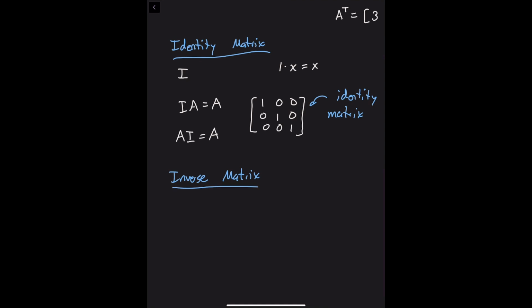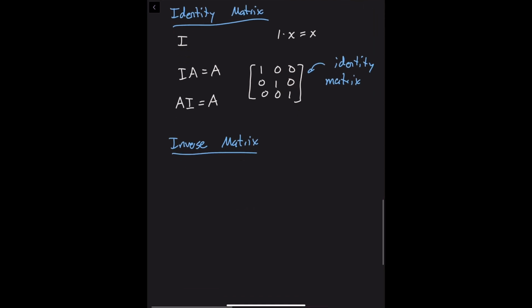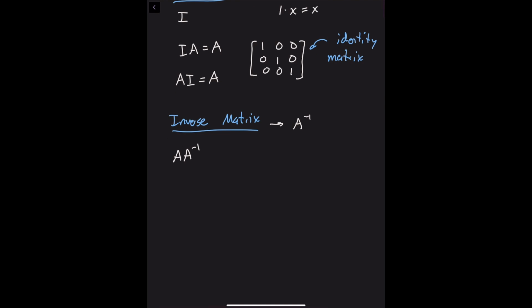And these satisfy the property that if we have A times A to the negative 1, so this is called, if you have a negative 1 in the superscript there, that's an inverse matrix. And if we have A times A to the negative 1, this will be the identity matrix. And same thing if we swapped the order. Okay, and there's some theorem where this exists and is unique.